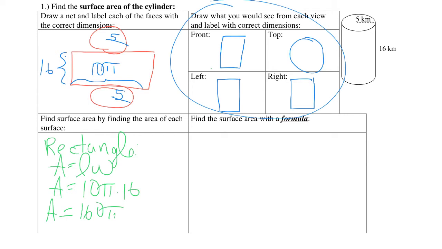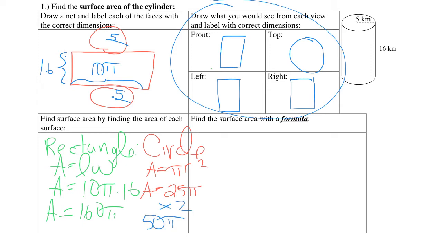All right, for the circle, we have pi r squared. And our radius is 5, so it's going to be 25 pi. And then don't forget that there's 2, so now we have 50 pi. Okay, so to add all this together, add the circles with the rectangle, 160 pi plus 50 pi, and we get 210 pi. And this would be kilometers squared. Wow, that's a really big cylinder.